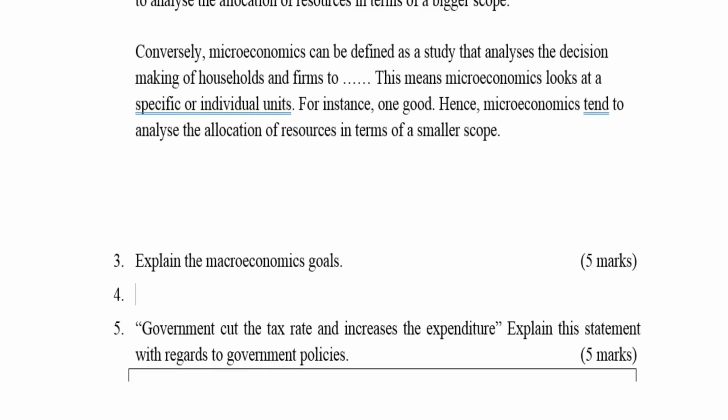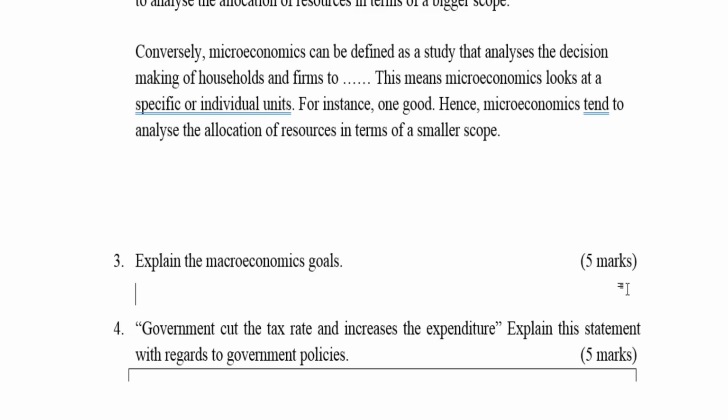For question 3, as you can see, this is a 5 marks question. Sometimes when we do an essay, we also need to look at the marks. 5 marks doesn't mean you only write 5 sentences, because 3 of your sentences might be wrong. So what you need to do is at least write 10 sentences. Even though this is a short answer, maybe it can become an essay.